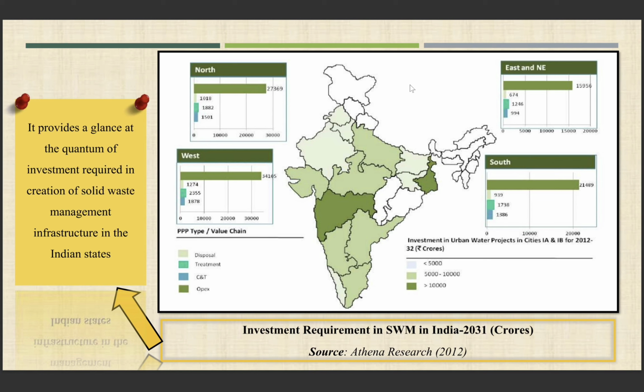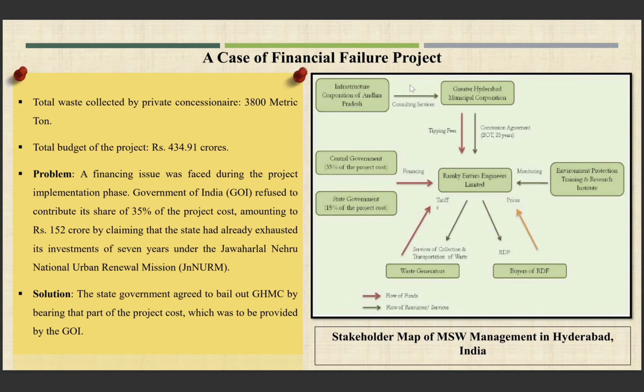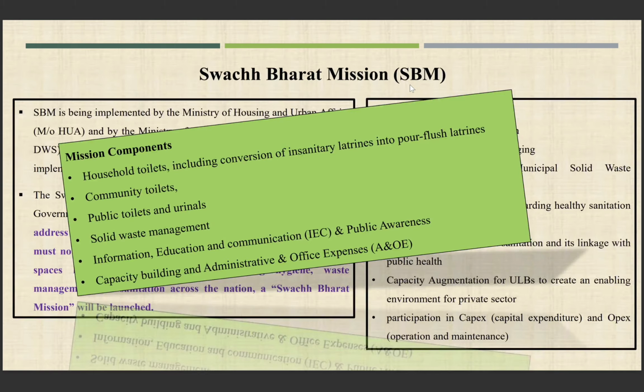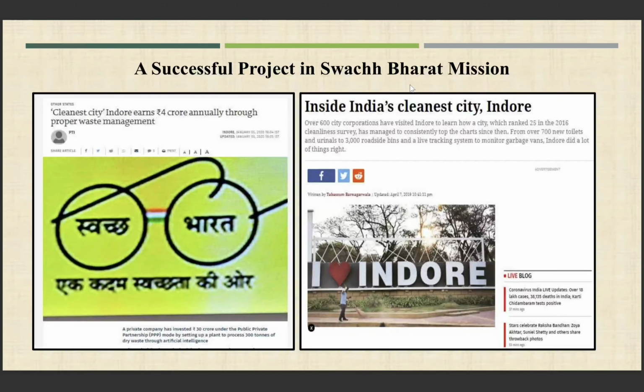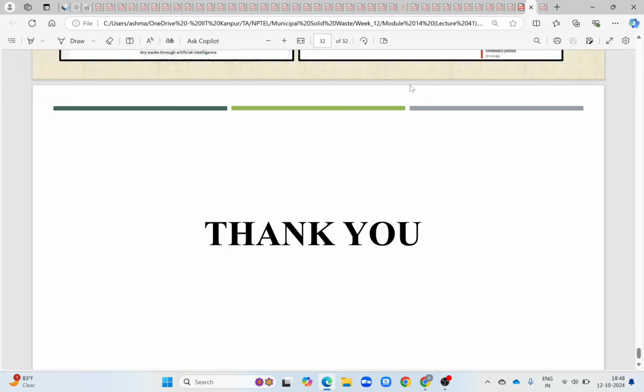This figure shows overall investment in projects in different states, and it shows the requirement of investment in creation of solid waste management infrastructure in the Indian states. A case study of a financial failure project is discussed, so please go through it in the lecture slides. Now let's move to the next one.